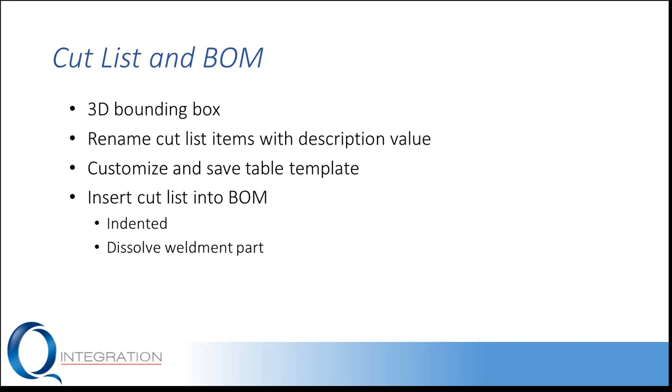We can also rename our cut list items with that description value if we want, and this is now an option available to us through our document properties. You'll notice under document properties there's a weldment section there where you will find that option.